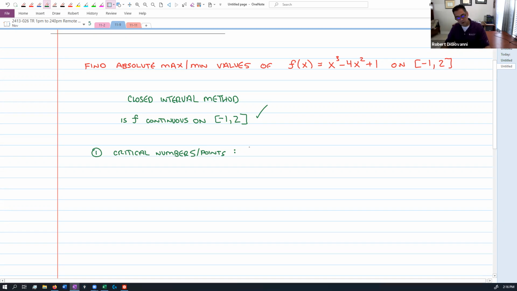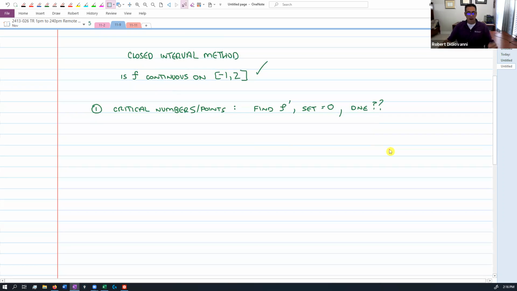What are critical numbers? Critical numbers are places where your function's derivative is 0 or doesn't exist, right? So to find the critical numbers, what I'm going to do is find the derivative. Okay, I need to find the derivative, and then I need to set it equal to 0. And I also need to find out, does it not exist anywhere? That's basically the idea here, to find the critical numbers.